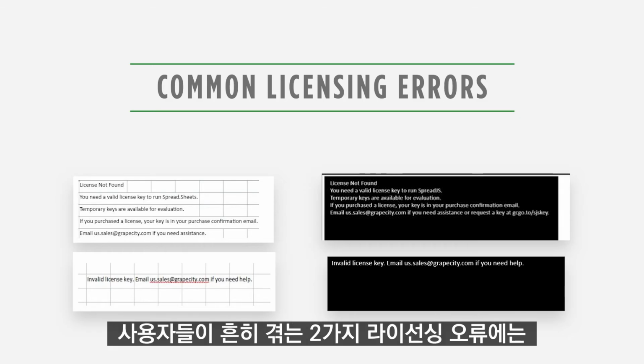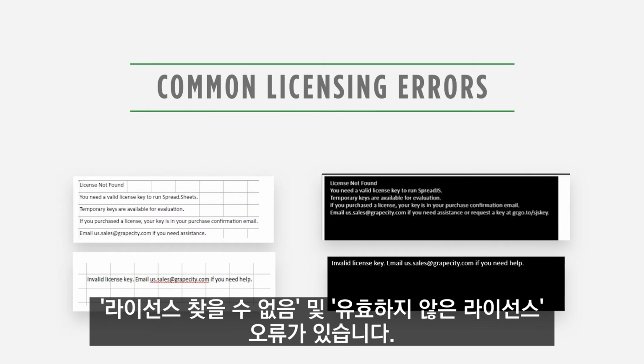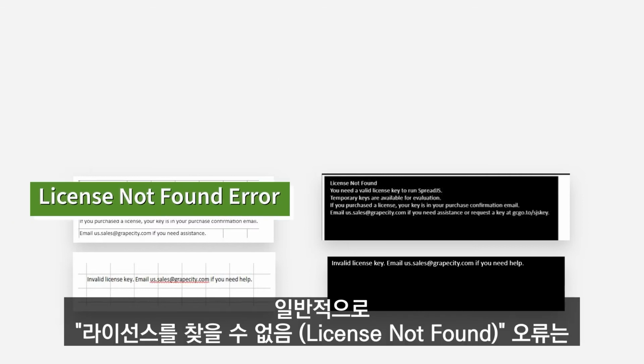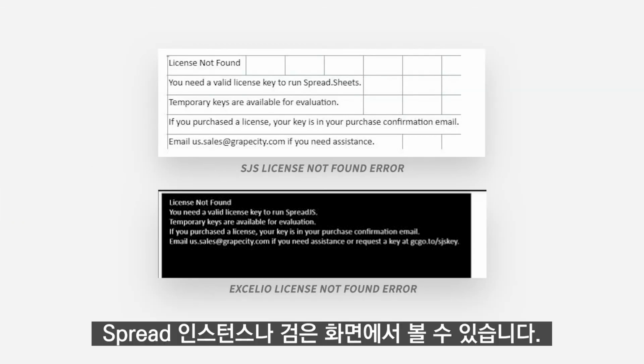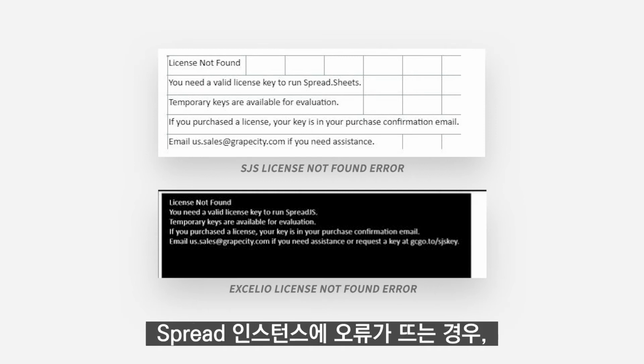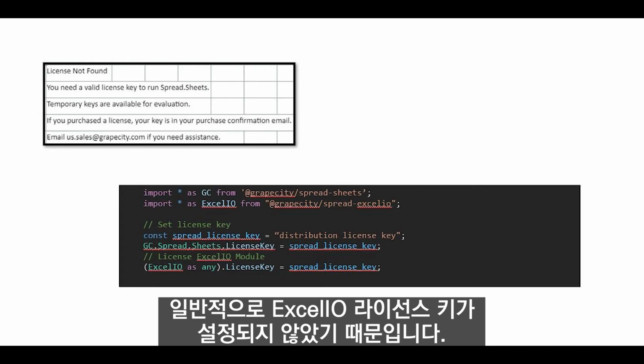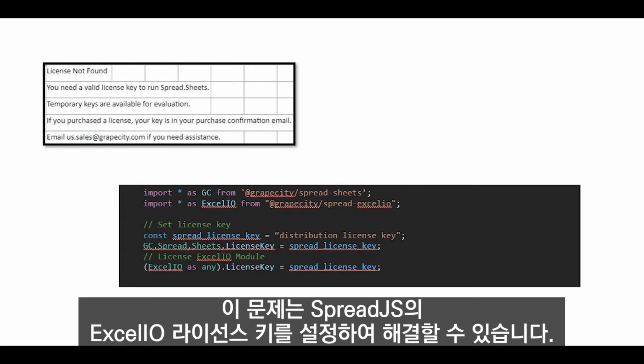Two common licensing errors that customers experience are the license not found and invalid license errors. The license not found error can be seen in the spread instance or on a black screen. If the error is being displayed in the spread instance, this is most likely due to the Excel I/O license key not being set. This can be fixed by setting the license key for SpreadJS's Excel I/O.